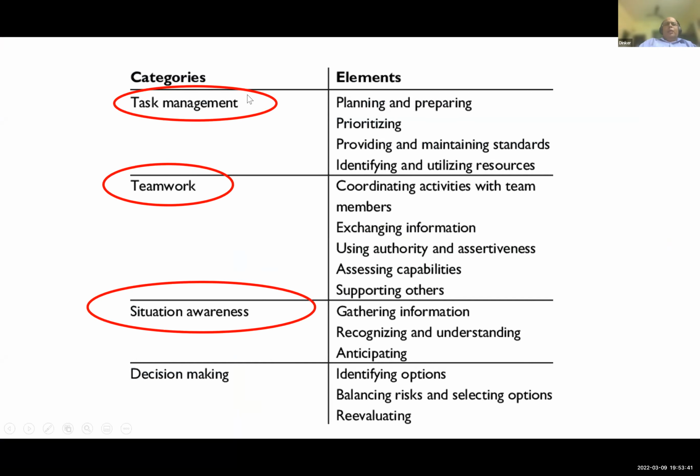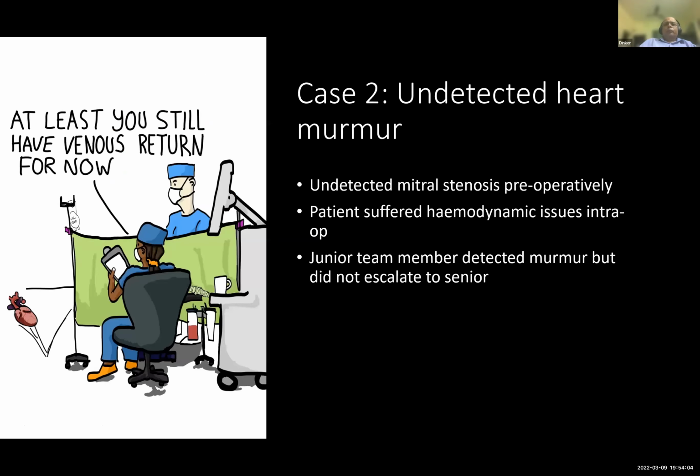And if you look at it in terms of the ANTS framework that we had discussed, you can see that there was an issue in task management, where they did not plan and prepare properly. They did not know where the drugs were possibly, and that's where the confusion came. There was definitely an issue with teamwork. And situational awareness was a problem because they picked up the wrong drug and gave the wrong drug. Until the very end, they were not aware that they were giving the wrong drug. So that was case number 1.